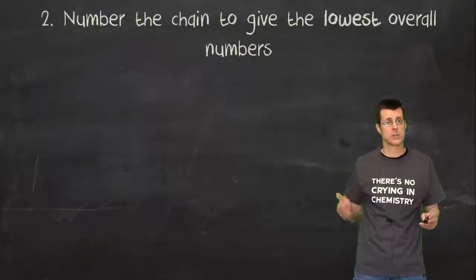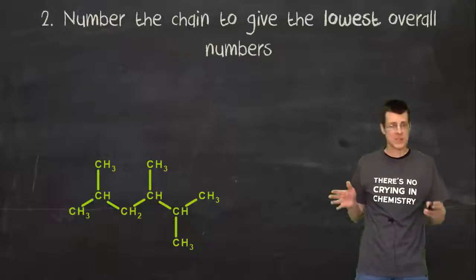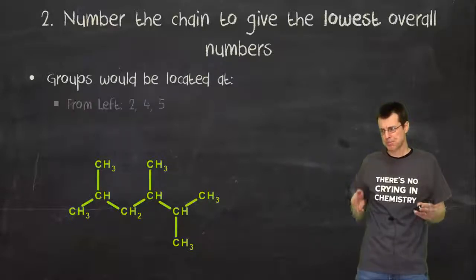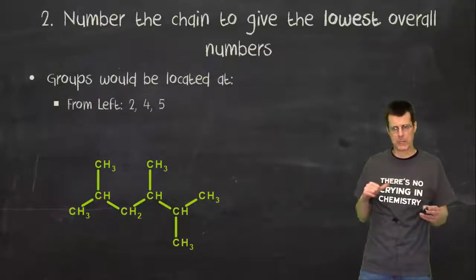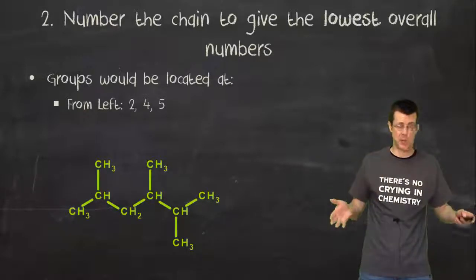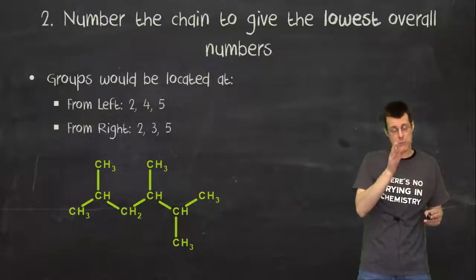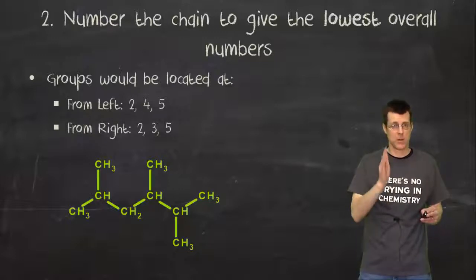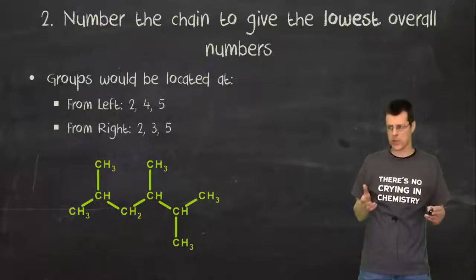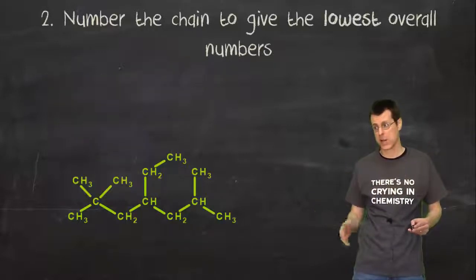While you went through counting those carbons, you either went from the left or from the right. So here I've got a chain that's 6 carbons long, and I've got 3 branches on that chain. How do I number it? If I numbered it from the left to the right, then I would have groups at carbon number 2, carbon number 4, and carbon number 5. Not bad. If I numbered it, however, from the right to the left, I would have groupings at carbons number 2, 3, and 5. And because 2, 4, 5 is a higher set of numbers than 2, 3, 5, I want to number this one from the right, so from right to left.